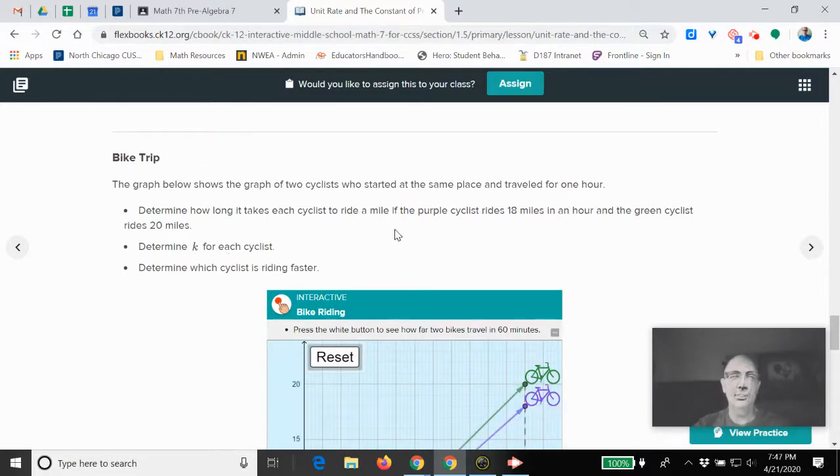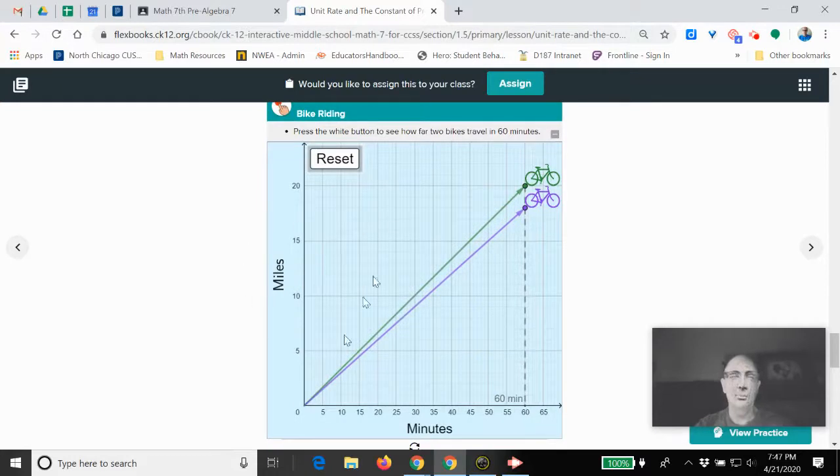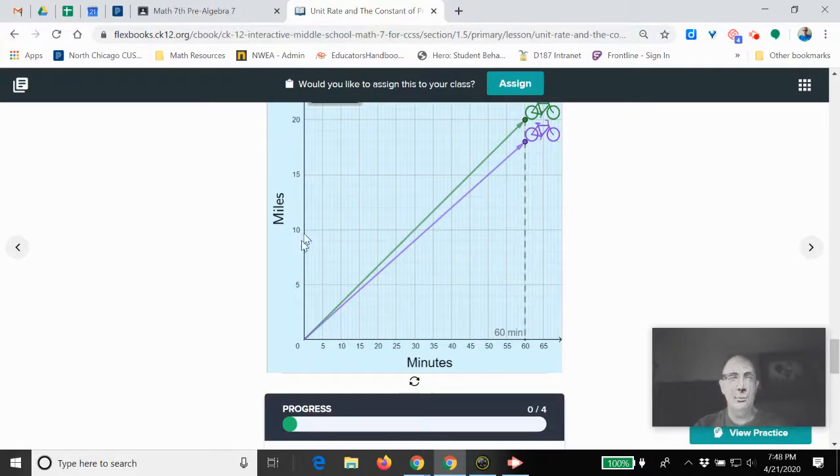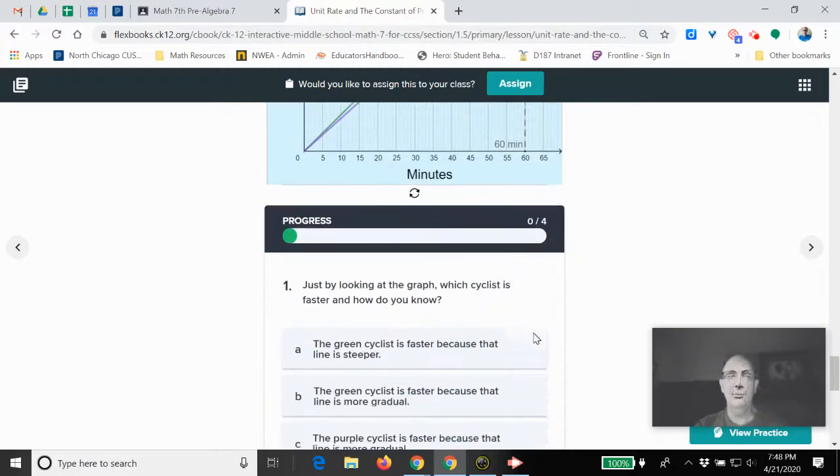The graph shows 2 cyclists who start at the same time. Determine how long it takes each cyclist to ride a mile, if the purple cyclist rides 18 miles an hour and the green one rides 20 miles an hour. So when you set this, they go up like this and they slowly separate. The green cyclist, this is 1 hour, went 20 miles. The blue cyclist in 1 hour went 18 miles. Remember, on a graph, over here is the y, this is the x. So 20 divided by 60 is 1 over 3. 18 divided by 60 is what?